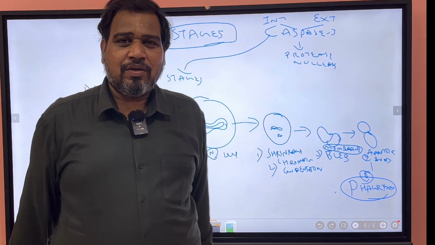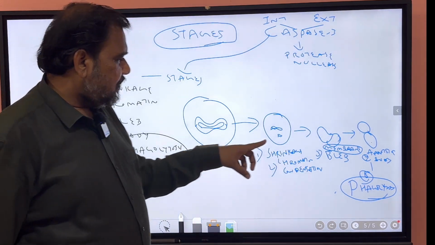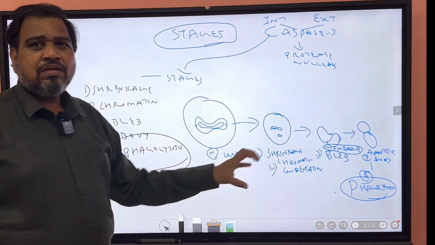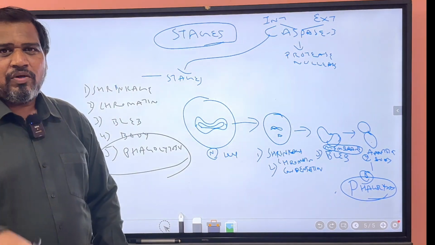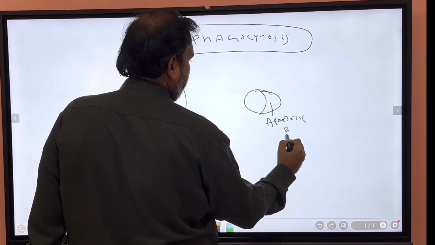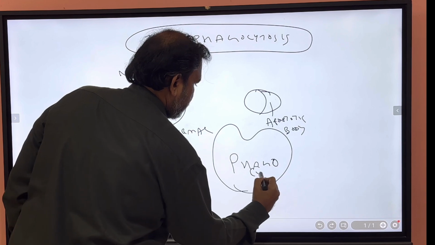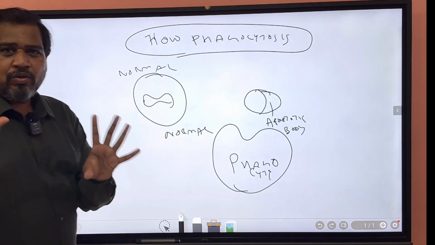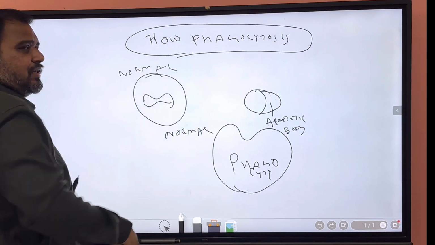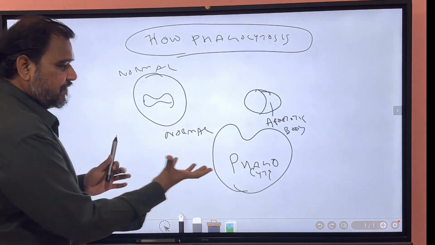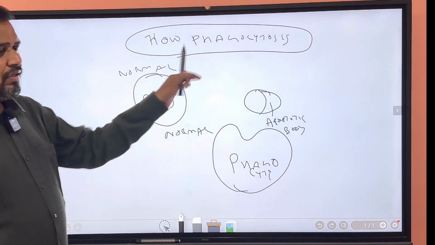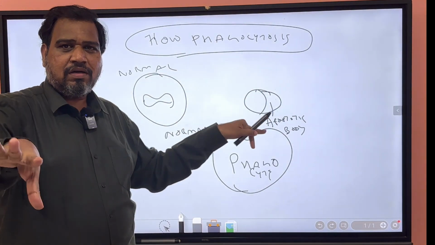is phagocytosis. You may be asked the question: why is that particular cell alone being phagocytosed, and not the other normal cells? This is the question I am asking you. This is a normal cell, this is an apoptotic body, and this is the phagocyte. Now, just a concept: the phagocyte is not going to eat the normal cell. The phagocyte is going to eat the apoptotic body, the cell which is going to be destroyed by apoptosis.